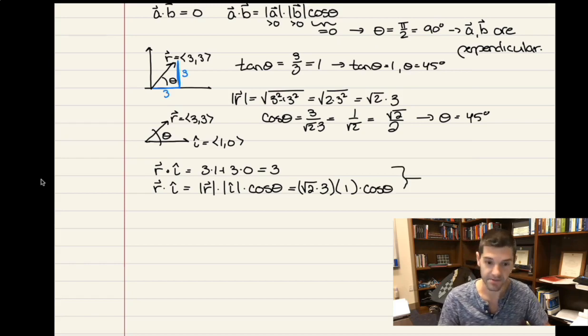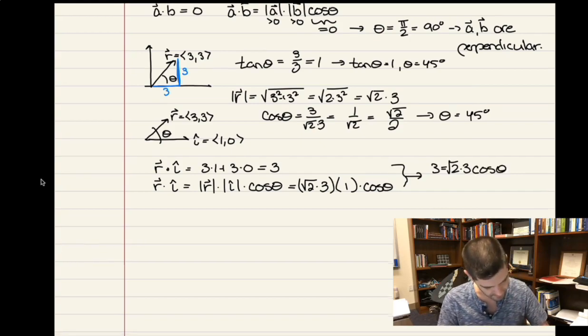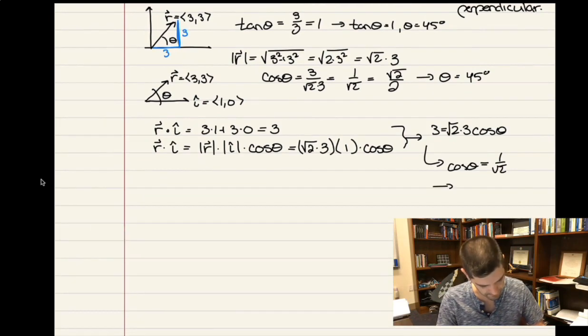So combining these two, since they're both equal to the dot product, that says that 3 equals root 2 times 3 times cosine of theta. Or cosine of theta is again 1 over root 2. Same as what we had before. So again, theta is 45 degrees.